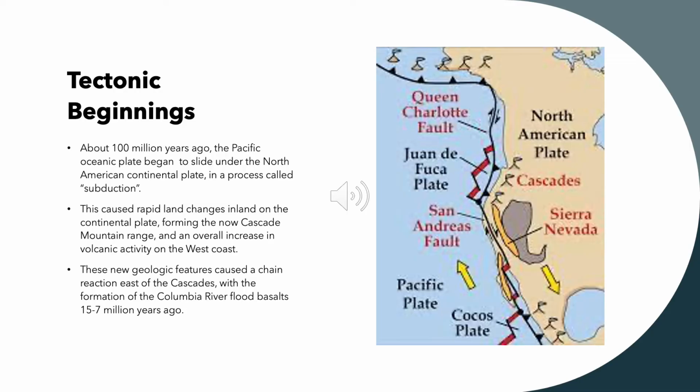The first domino of the Butte's formation fell around 100 million years ago, when the Pacific Oceanic Plate started subducting under the North American continental plate. This caused rapid land changes inland on the continental plate, forming the now Cascade Mountain Range. This also led to a general increase in volcanic activity on the west coast.